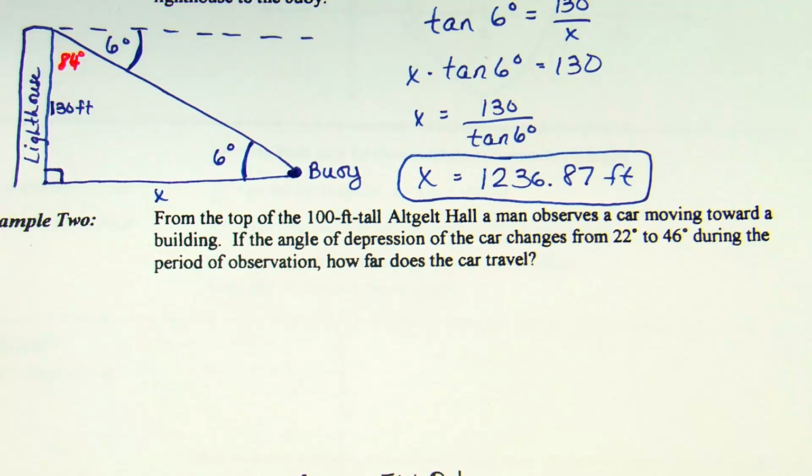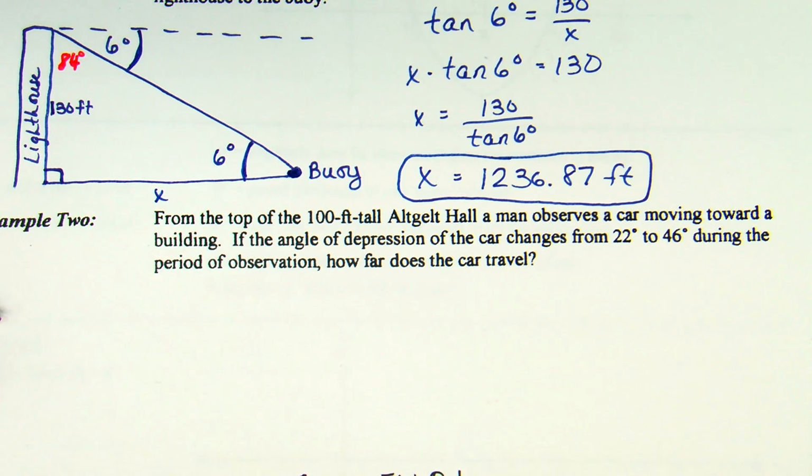Okay. From the top of the 100-foot tall Altgate Hall, a man observes a car moving toward a building. If the angle of depression of the car changes from 22 degrees to 46 degrees during the period of observation, how far does the car travel? There are 2 triangles involved here, yes. Okay. Again, I'm going to argue that you need a picture here, right? You need an appropriate picture.